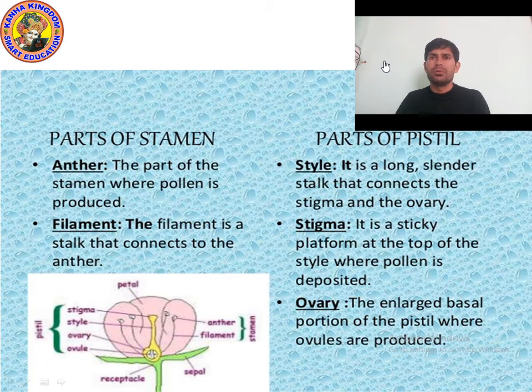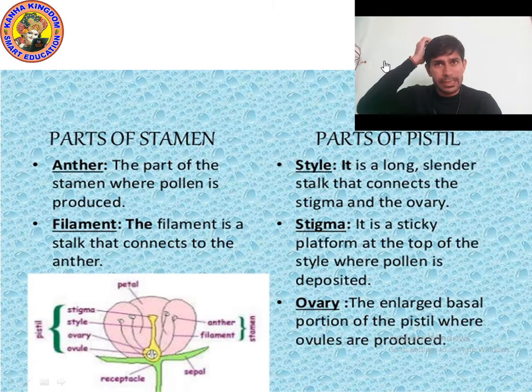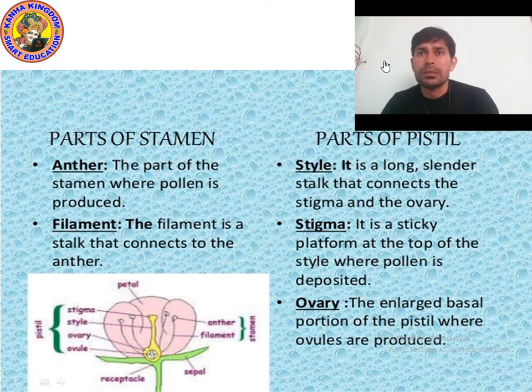now let's talk about pistil. If you can see the picture of flower, you can see the center part which is in yellow color, which is actually known as pistil. Yes, the center part is actually known as pistil. Okay, so what is pistil?